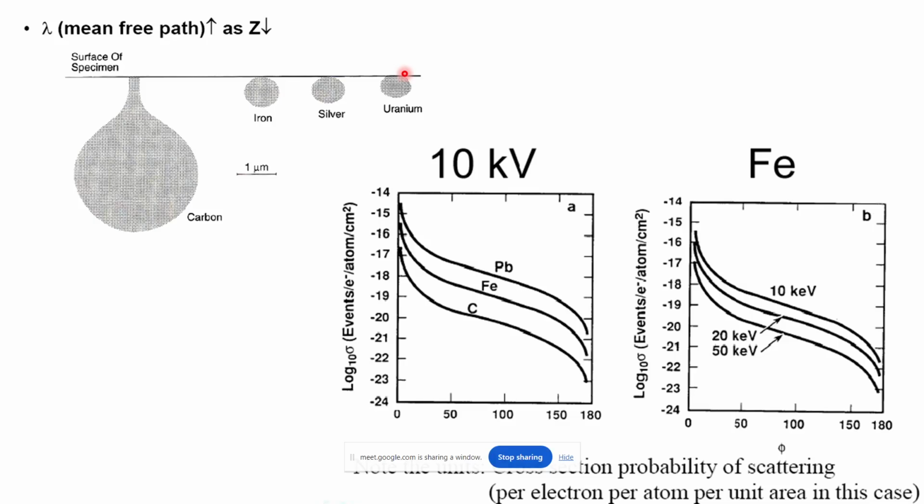So here we got to know two things. Firstly, as we increase the atomic number, the interaction volume will decrease, and also the shape of the interaction volume will change from pear shape to spherical shape. So these are two comparisons. Firstly, this is at a constant energy, that is at 10 kilovolt, for different elements.